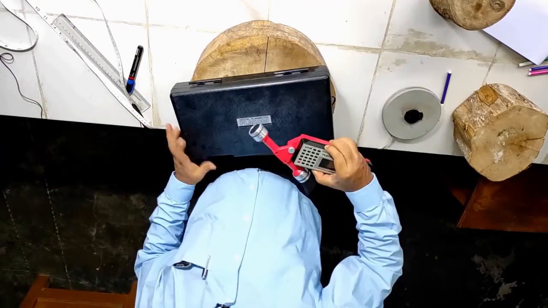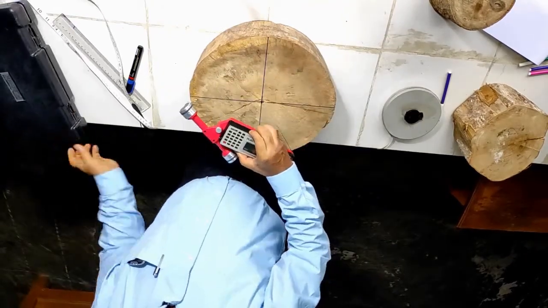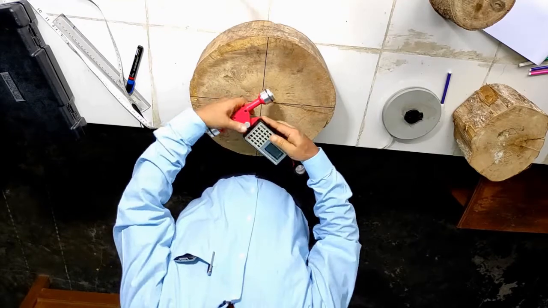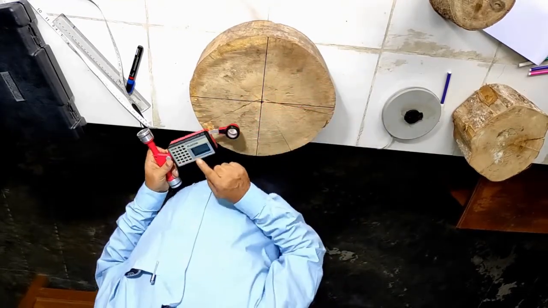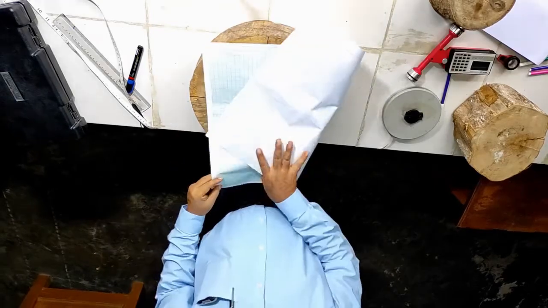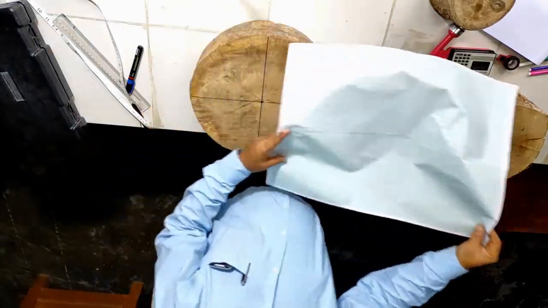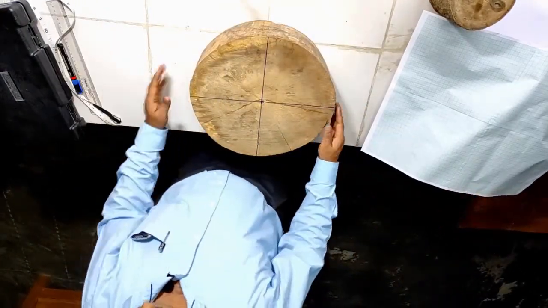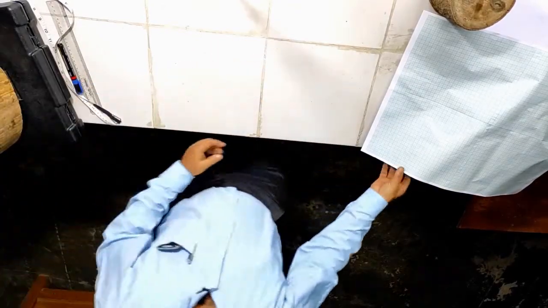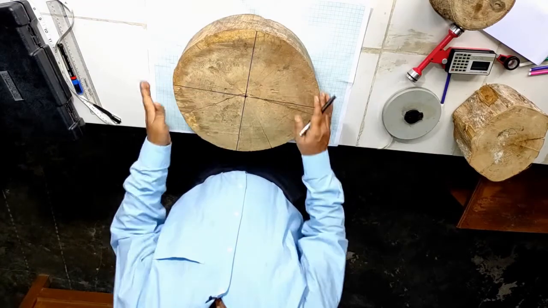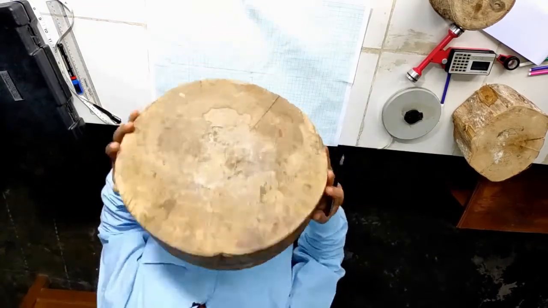This is a digital planimeter. With this planimeter we can take the area by seeing through this lens and marking here. Readings will come here. Either we can take a graph paper. Everybody may not have a digital planimeter, so on the graph paper also we can measure the cross-sectional area.